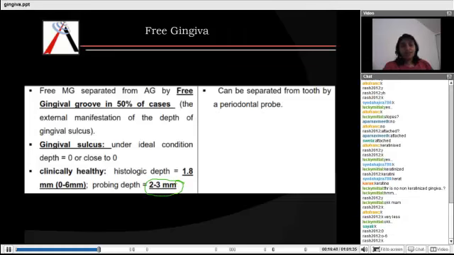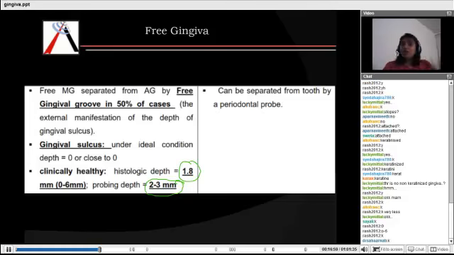Okay, and when we talk about the histological depth, it is 1.8 millimeters. Now at this point, let's talk about what is histological depth and what is probing depth. Well, things are quite obvious when we probe, when we put a probe to measure a sulcus. That depth, whatever we get, is your probing depth.